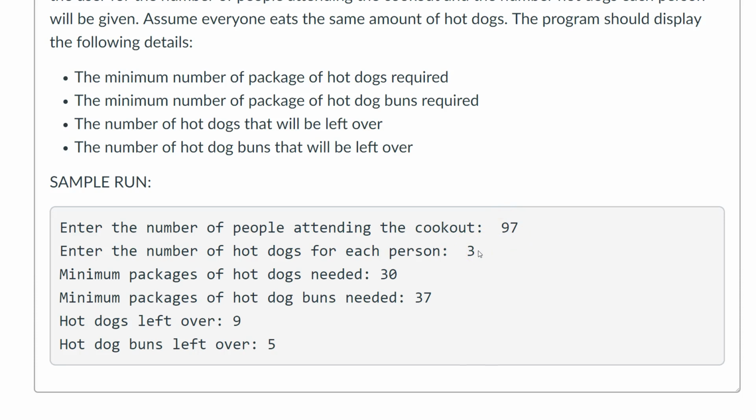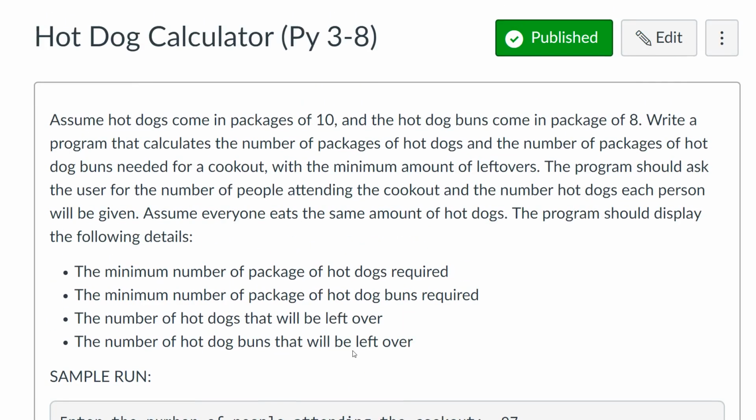In this program, we're assuming that each person is eating the same number of hot dogs. It's not that big a deal, but if we say 97 people are attending this cookout, each person is going to eat 3. So we'll leave it at that. If you take a look at these, we have the minimum number of hot dog packages that you need, the packages of hot dog buns that you need, and then what's left over. I think it's kind of a fun one. Like I said, if you've taken one of my classes, I like this problem.